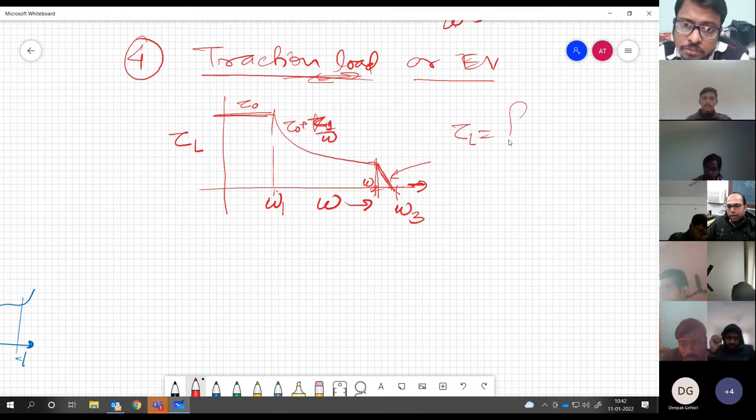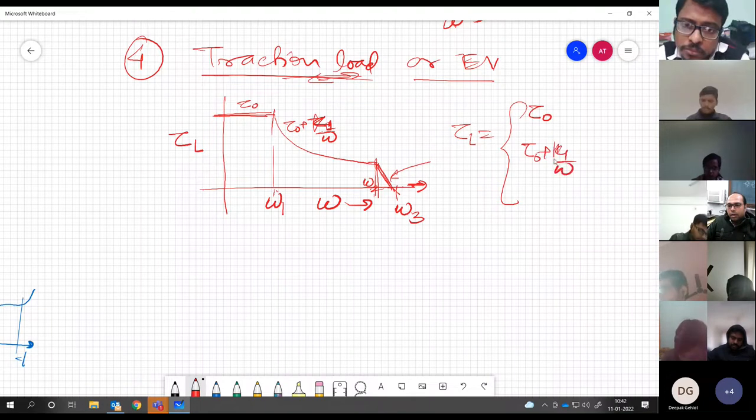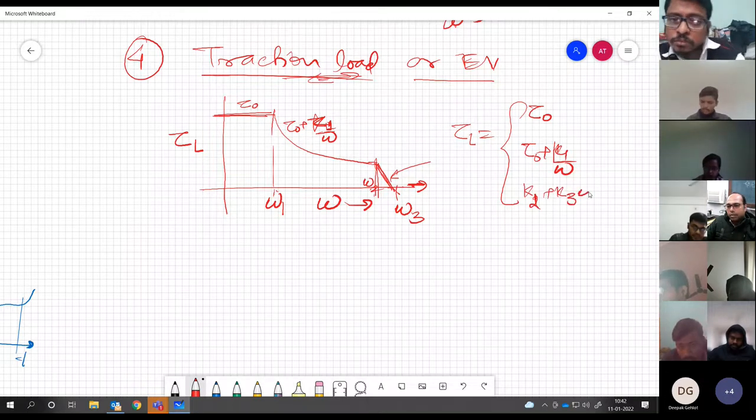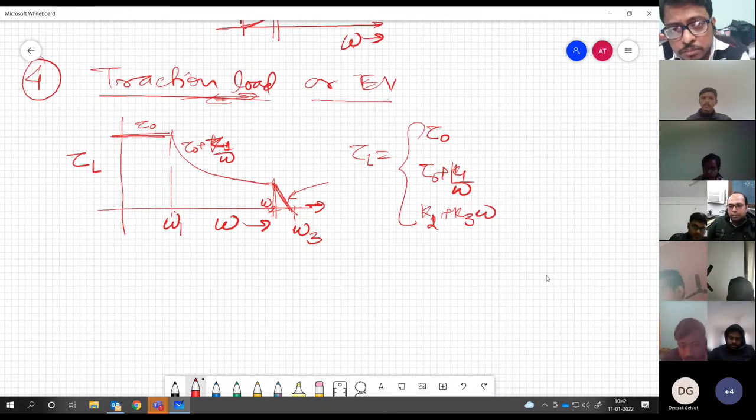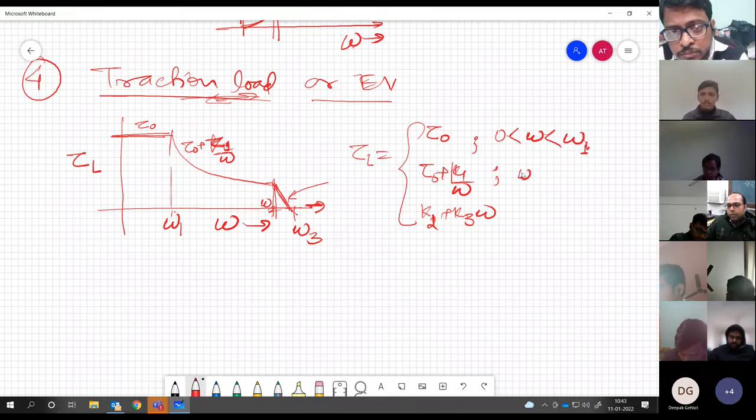So in general, you can define tau naught, then tau naught plus k1 by omega, and then finally some k2 plus k3 into omega, something like that. A linear relationship could be there. And these are valid for different regions of speed. This tau naught is valid only between 0 and omega 1. When you go from omega 1 to omega 2, you have the second profile over there.